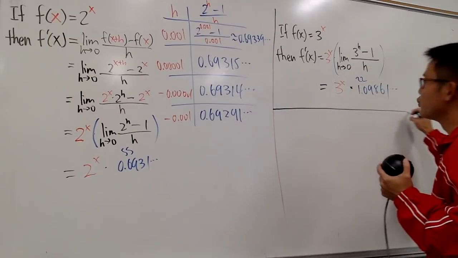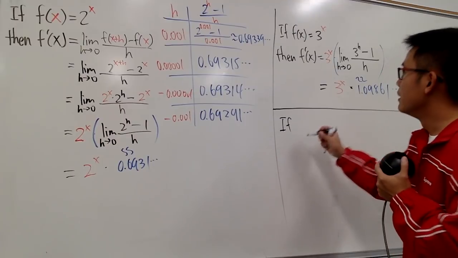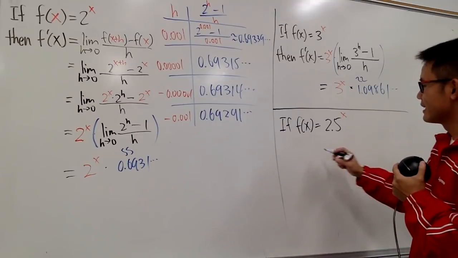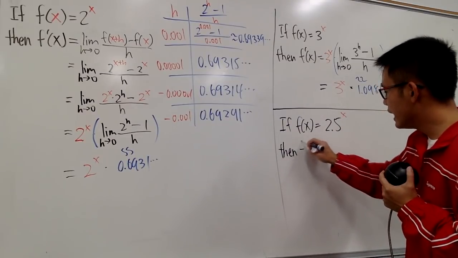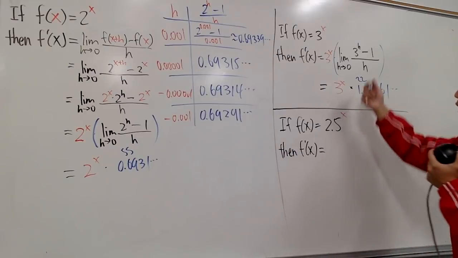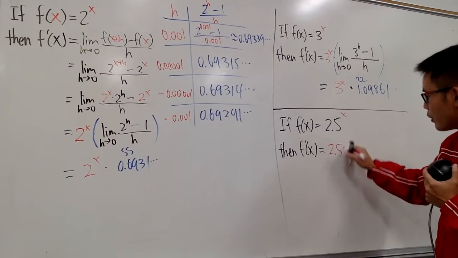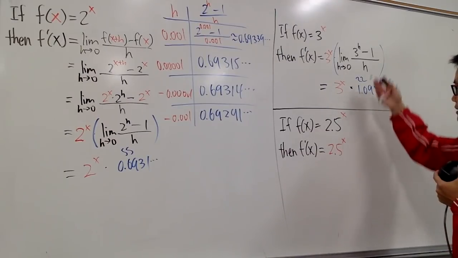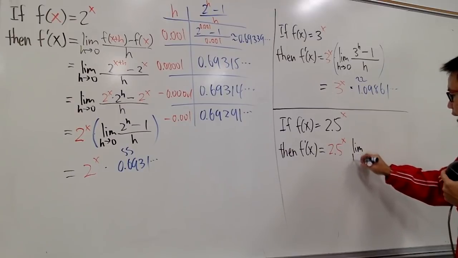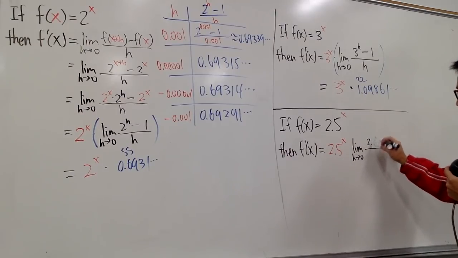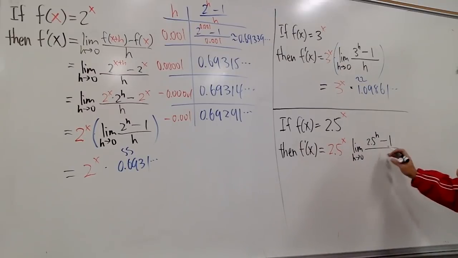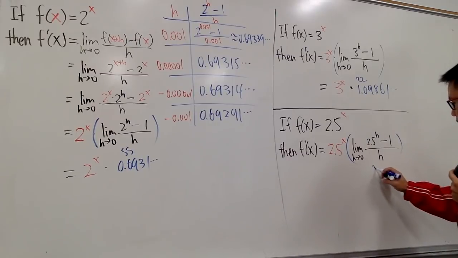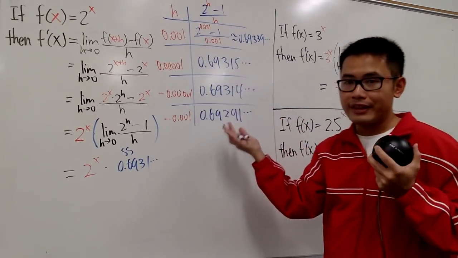So let me just do one more right here. If the function is 2.5 to the x for the base, then f prime of x is equal to the function part repeating, 2.5 to the x power, and the base is going to be 2.5 instead of 3. So we have the limit as h goes to 0 of (2.5 to the h minus 1) over h. And of course, let's figure this out by doing the same thing from a table like this.